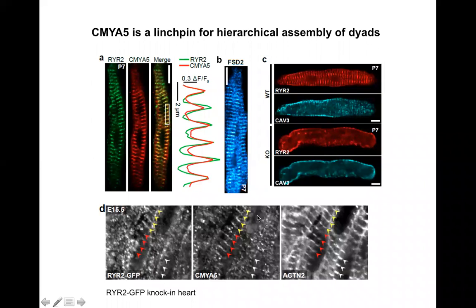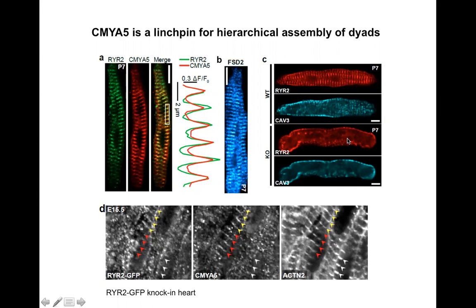So we isolated ventricular cardiomyocytes from P7 to P10 hearts. At this time point, we found CMYA5 and RYR2 were already co-localized at Z lines. It was also the same case for JSRP2, which is an interaction partner of CMYA5. In contrast, in the knockout cardiomyocytes, the RYR2 pattern was already disrupted, which means CMYA5 is required for SR docking to Z lines before T-tubule formation.